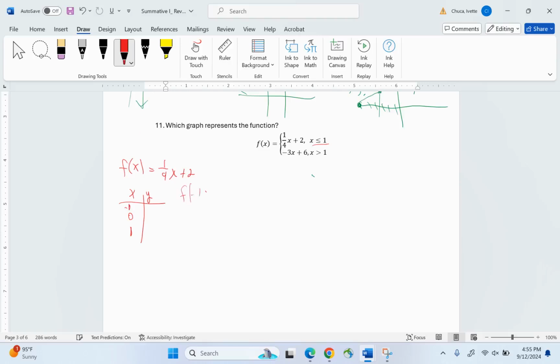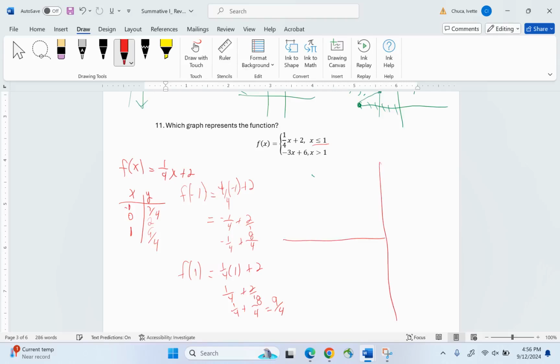So f of -1 is equal to 1/4 times -1 plus 2. So we get -1/4 plus 2. We need a common denominator, which would be 4. So that's going to be 8/4 plus -1/4. And we get 7/4. If x is 0, we get a 2. And then if x is 1, we get 1/4 times 1 plus 2. So we get 1/4 plus 2. Again, your common denominator is 4. So this is 8/4 plus 1/4, which is going to be equal to 9/4.